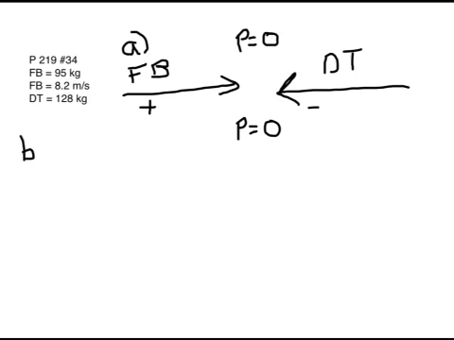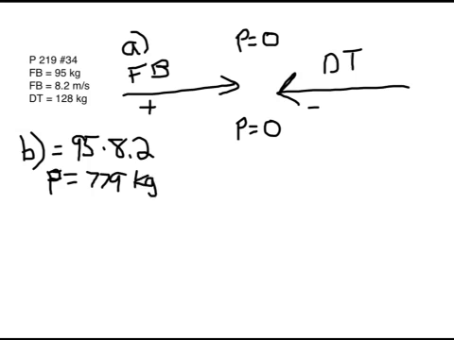Part B asks us to solve for the momentum of the fullback. That is simply 95 times 8.2, and the momentum, or P, is equal to 779 kilograms times meters per second.